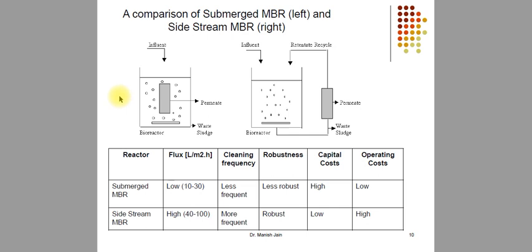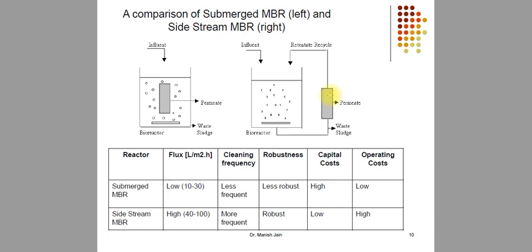Capital cost is high in the submerged reactor. The type of design of the membrane separation system required for the submerged reactor is costlier than the design required in the side stream membrane bioreactor. And the operating cost is low here, because you do not require a pump to flow the liquid, and the operating cost is slightly high in the side stream membrane bioreactor.